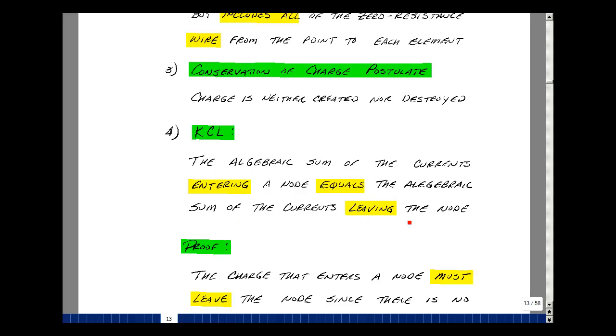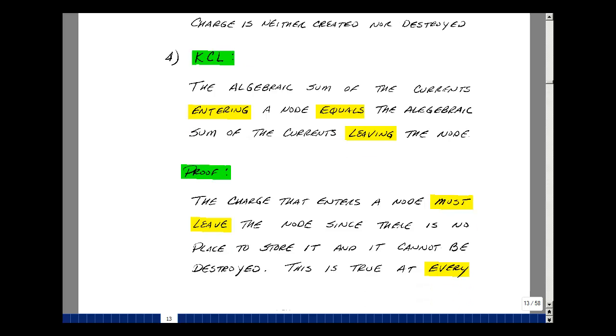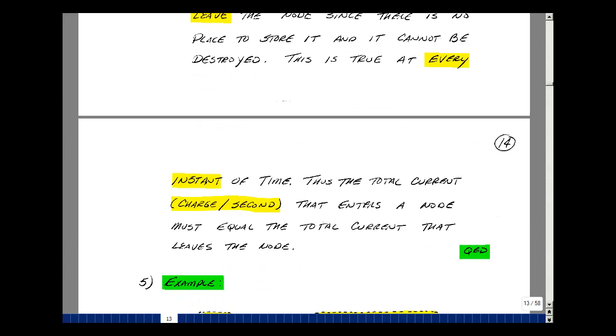Okay, now why would that be true? The charge that enters a node must leave the node since there's no place to store it and it can't be destroyed. Now this is true at every instant in time, and current is charge per unit time. So the current that enters a node must equal the current that leaves a node. And that would be the proof of that.